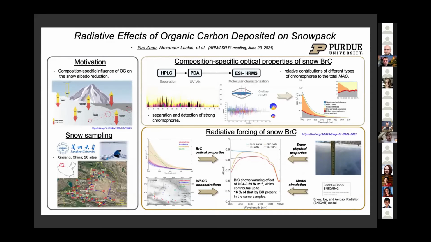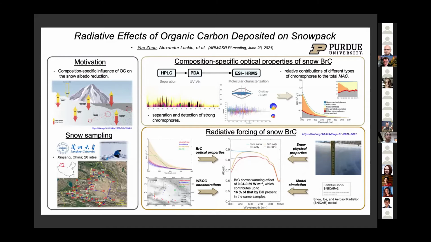Okay, next up is Yue Zhao. Hello everyone. I'm Yue, a student from Professor Alex Laskin's group at Purdue University. It is my great pleasure to introduce one of our recent works about radiative effects of brown carbon in snow albedo. Light-absorbing particles deposited on snow significantly reduce the snow albedo and therefore affect the climate through snow albedo effect feedback. However, little is known about the radiative forcing of brown carbon in snow.